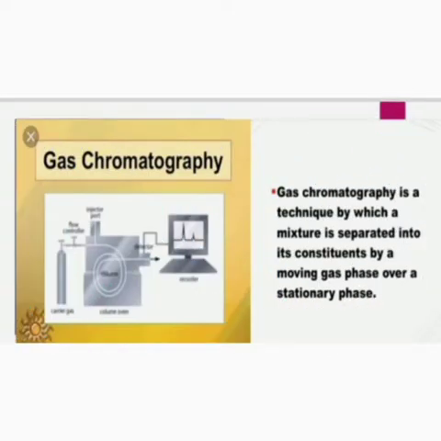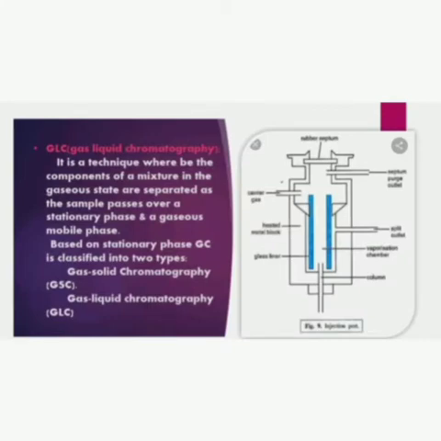Next, gas chromatography. In this technique, a mixture is separated into its constituents by a moving gas phase over a stationary phase. Up next, GLC, gas liquid chromatography. GLC is otherwise said to be gas solid chromatography. GLC is where the components of a mixture in the gaseous state are separated as the sample passes over a stationary phase and a gaseous mobile phase.